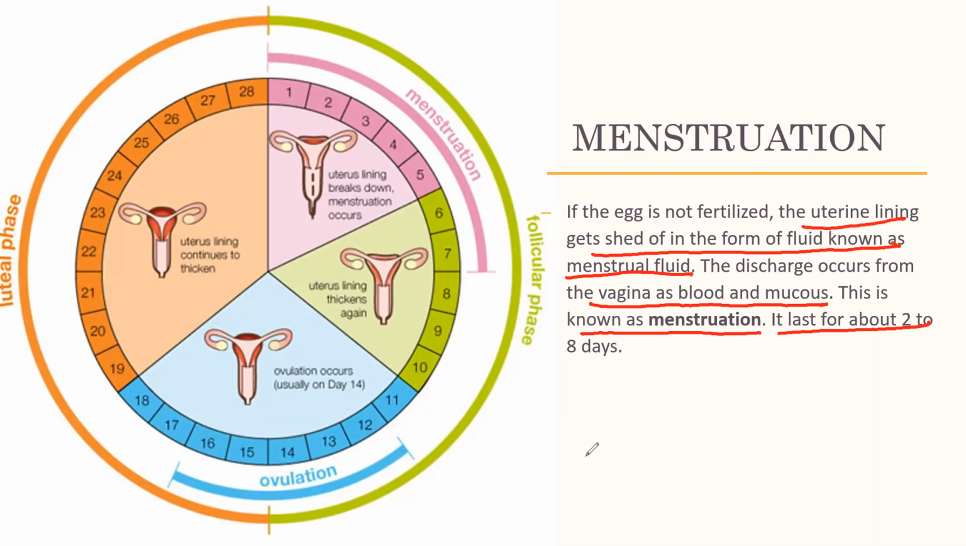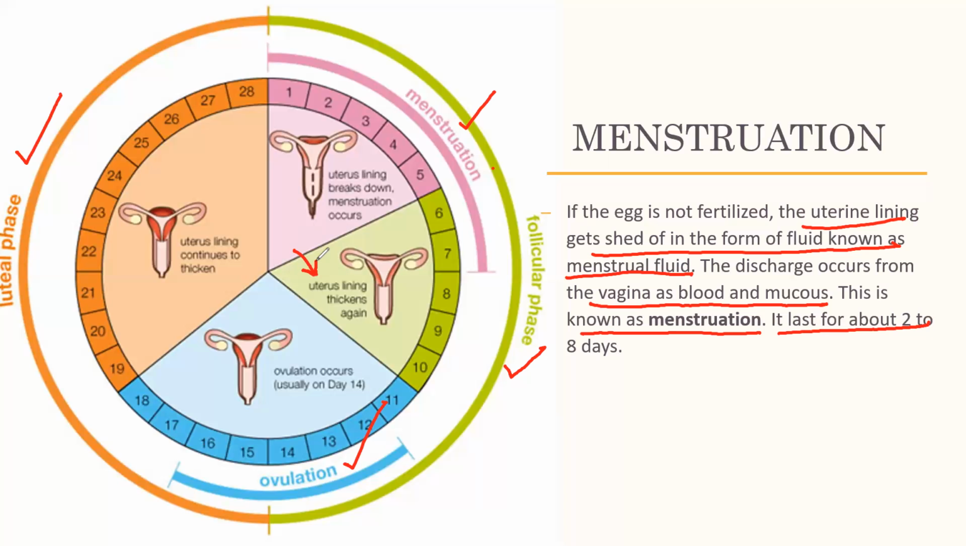It is divided into 4 phases. Number 1, menstruation, then follicular. The third one is ovulation, and the fourth one is luteal. During menstruation, the uterus lining breaks down and menstruation occurs. During the second stage, the follicular phase, the uterus lining thickens again. It prepares itself for implantation. And in the ovulation phase, the ovary releases an ovum.